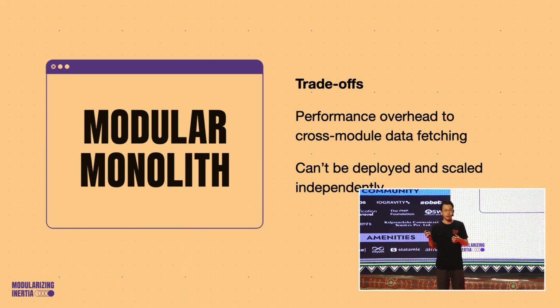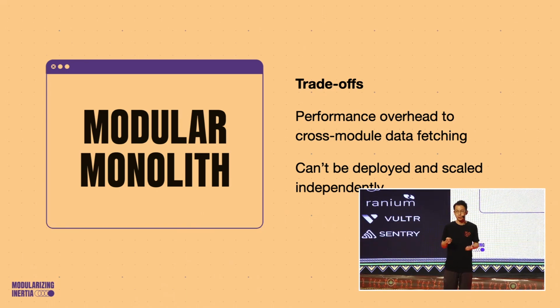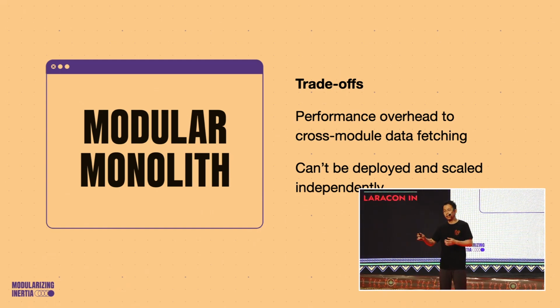Another trade-off is that modules cannot be deployed and scaled independently. A modular monolith is still a monolithic application, and everything is deployed as a single unit. And if you require more resources for a specific module, what you can do is configure your load balancer to route the module-specific traffic to a dedicated group of servers, so that you can control the number of servers or server resources for each module.